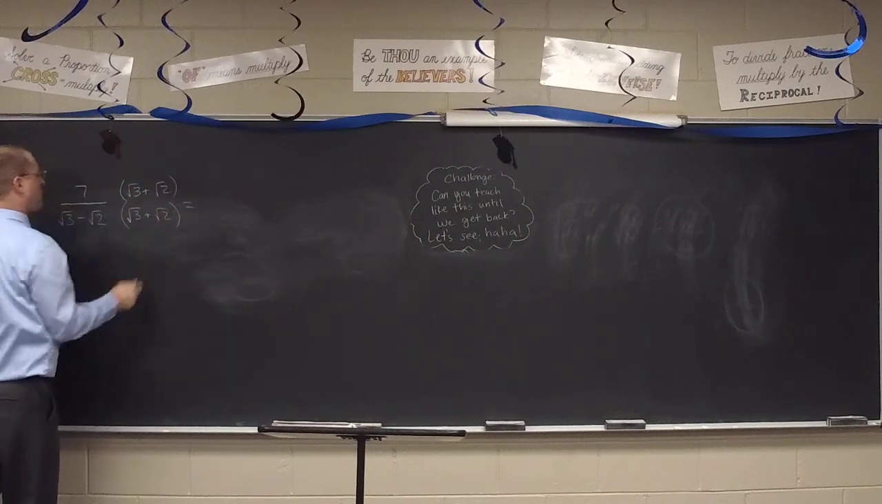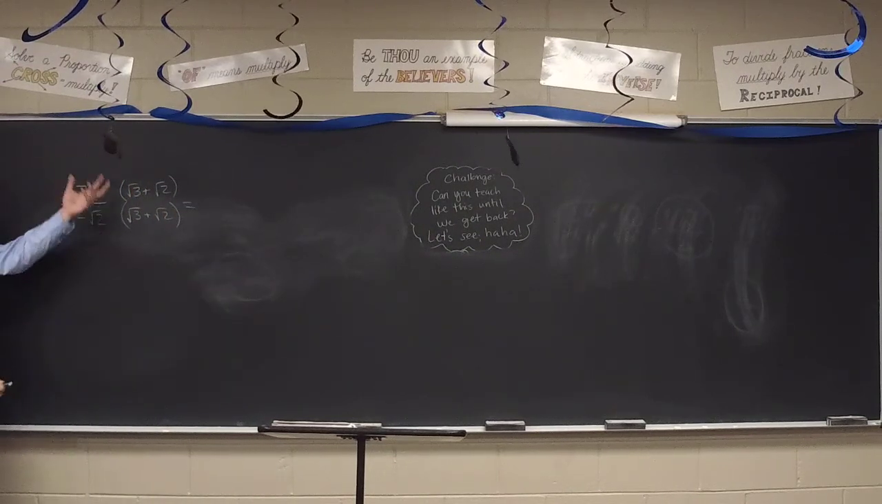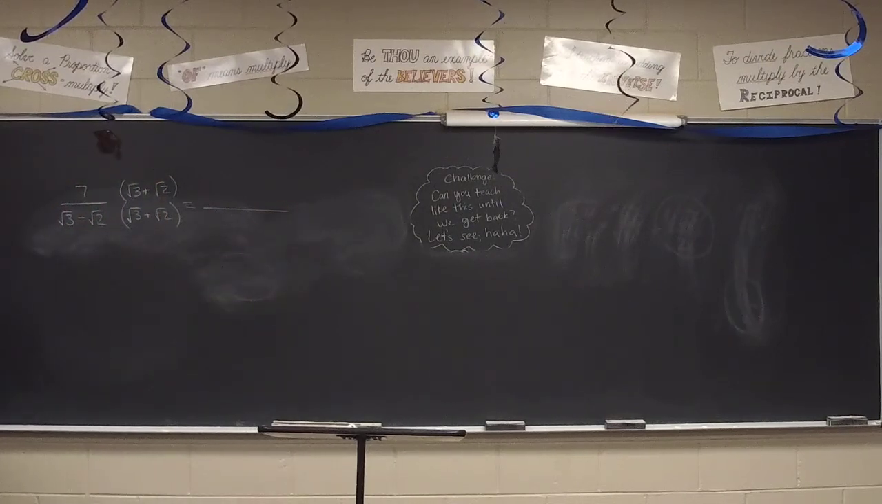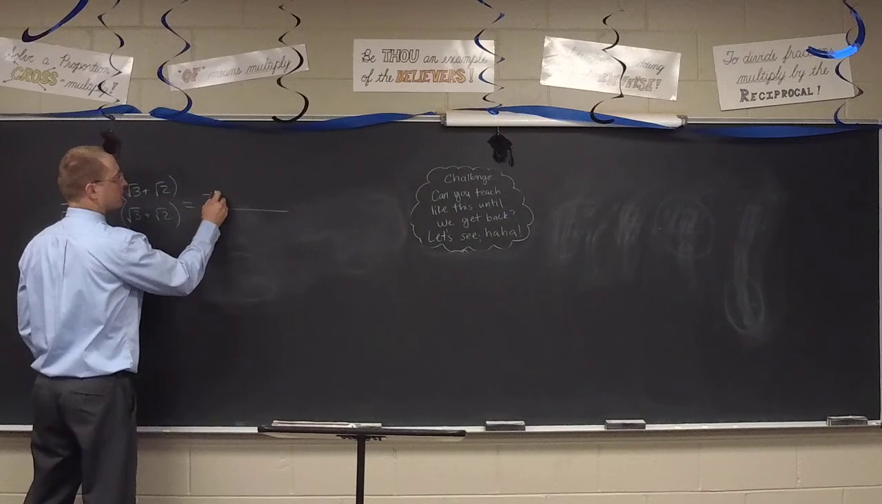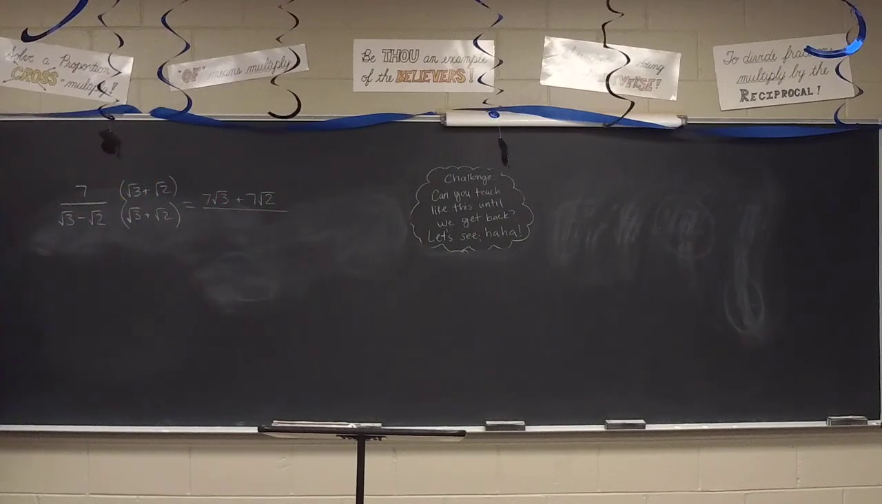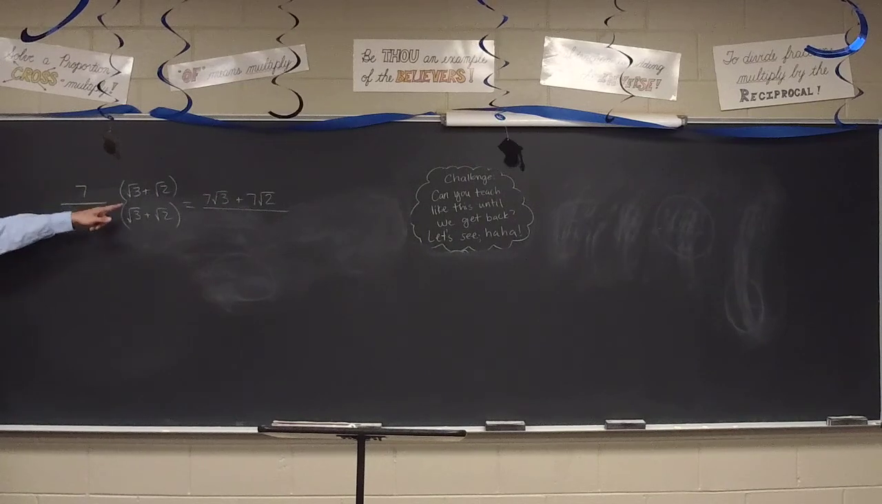Now in the top, of course, I just have this monomial 7 times this polynomial. What do I need to do there, Dylan? Distribute. To get 7 times the square root of 3 plus 7 times the square root of 2. Good. Don't try to make it a square root of 21 plus the square root of 14. The 7 doesn't go in the radical.